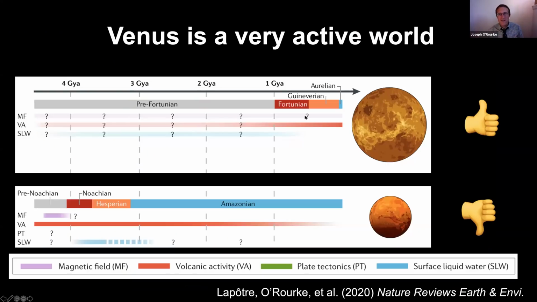Oh, so I should point out that even if Venus wasn't a habitable world, it's still a very active world. So we know that Venus has had volcanic activity now. It almost certainly had it in the past. It could have had a magnetic field until very recently, and as discussed, it could have had sea level water.